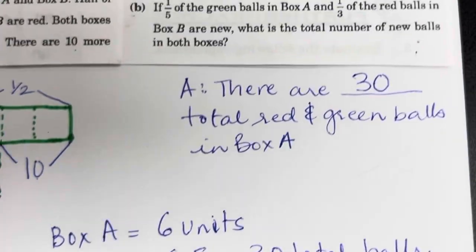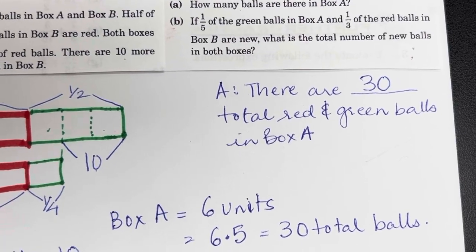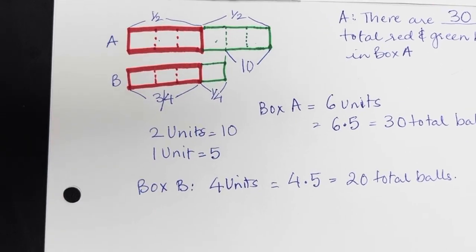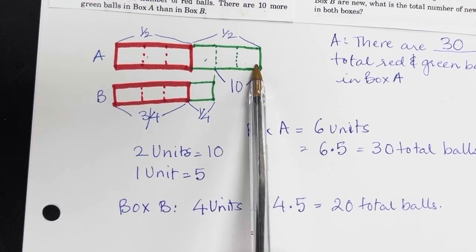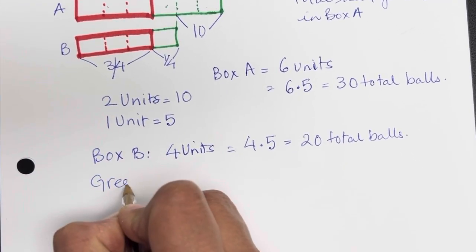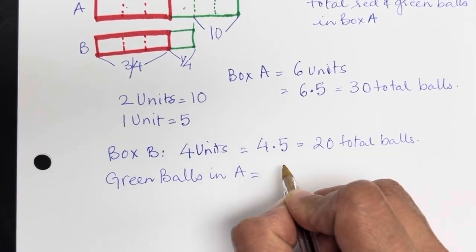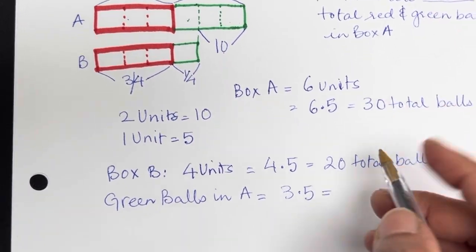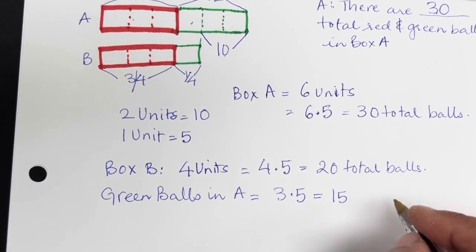So my second part of the question is saying, if 1/5 of the green balls in box A and 1/3 of the red balls in box B are new, what is the total number of new balls in both boxes? So now let's go ahead and look at it. How many green balls do we have in box A? We have 1, 2, and 3 units. So green balls in A is equal to 3 times 5. Remember, it was half of the whole thing and we just calculated that as 30. So when we come up with 15, we know it's correct. We have 15 balls which are green.